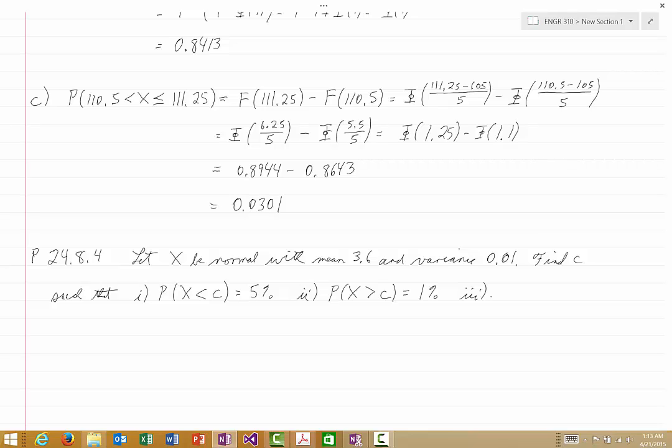I'm sorry, I've gotten some information wrong. I looked at the wrong problem. Part 1 of this one should be 50%, not 5%, but 50%. And this should be less than or equal to C. And the second one should be the probability that X is greater than C is 10%, not 1%.